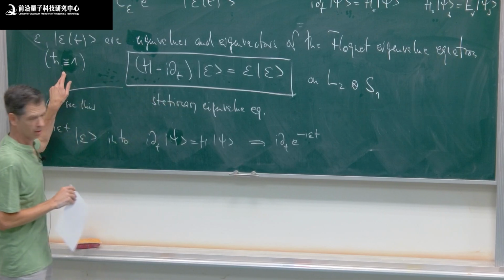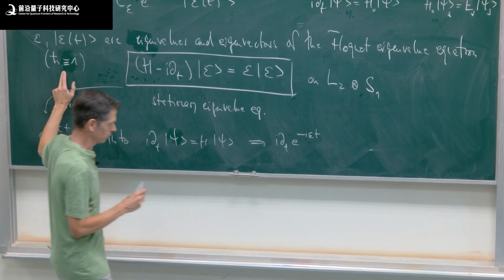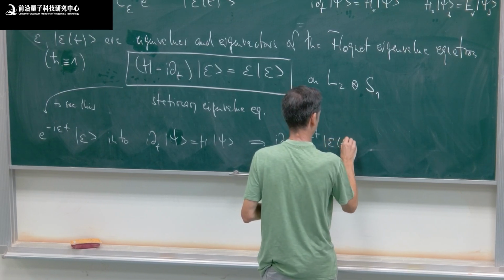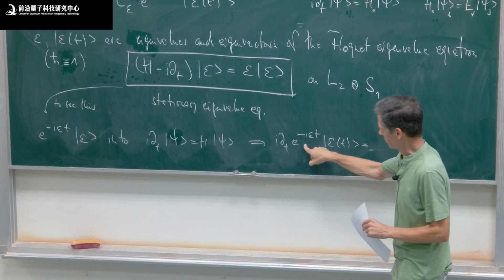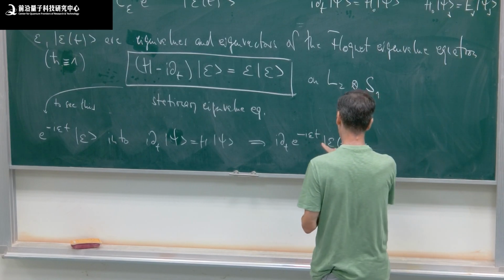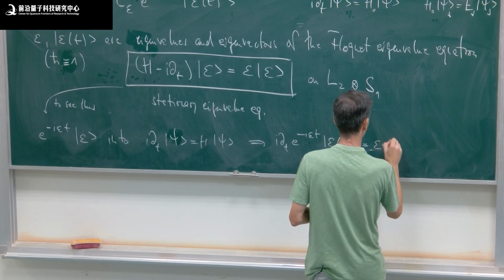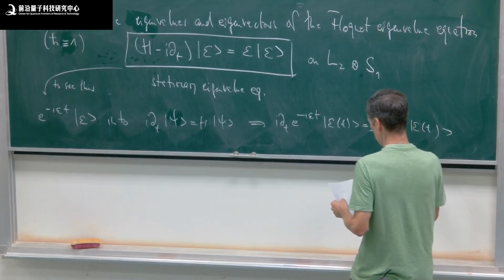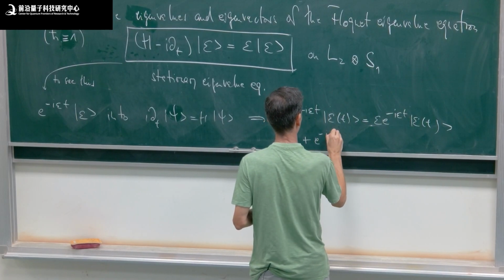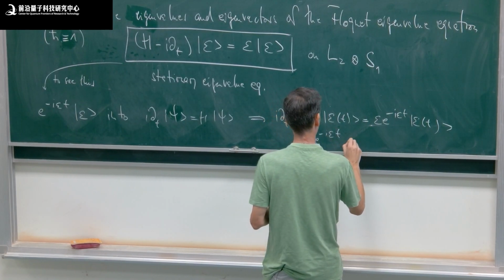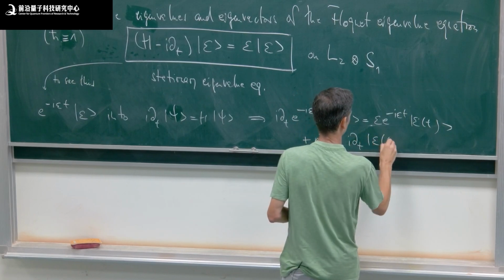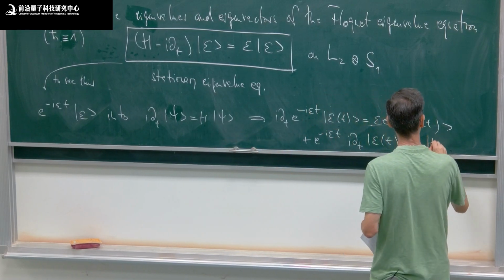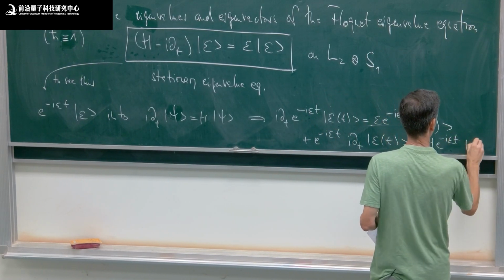Recall that I get rid of h bar by setting it equal to 1, times epsilon of t. Now I have to first derive this and then derive this, so I get a sum. First I get the epsilon down, so I get epsilon e to the minus i epsilon t epsilon of t, plus e to the minus i epsilon t i dt epsilon of t, equals right-hand side h e to the minus i epsilon t epsilon of t.